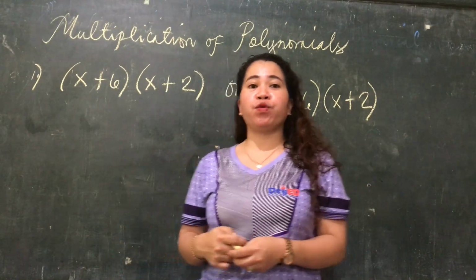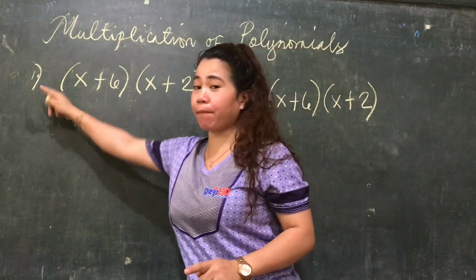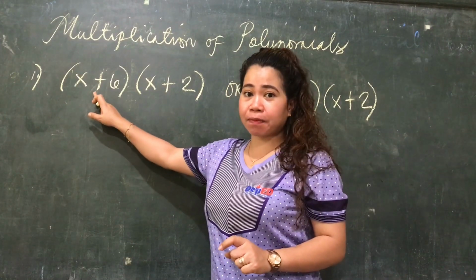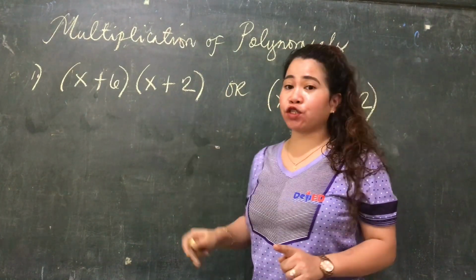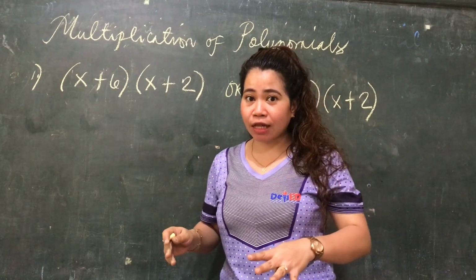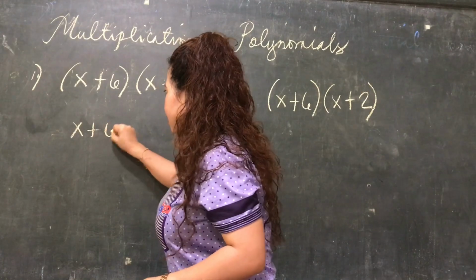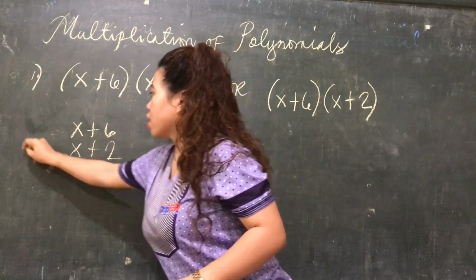For this video, we will be multiplying monomials. Let's go directly with number 1. Ang pagbasa ani, the quantity of x plus 6 times the quantity of x plus 2. Pwede nato siya i-vertical way sa pag-solve. Ilaray nato, x plus 6 and then x plus 2.